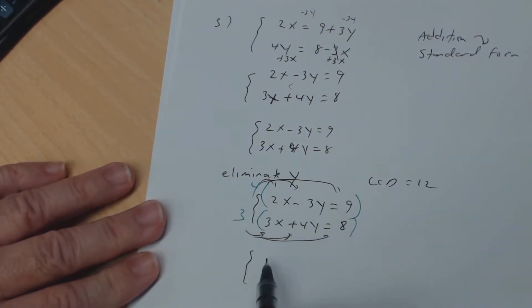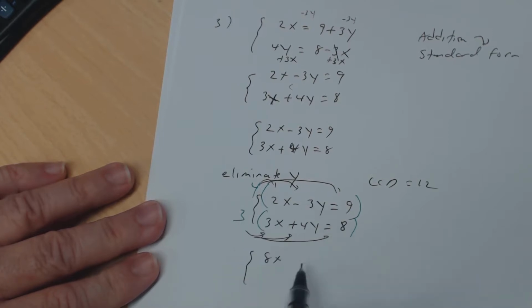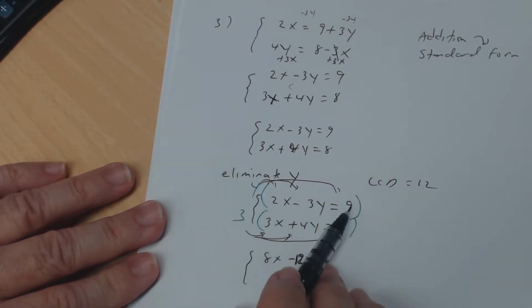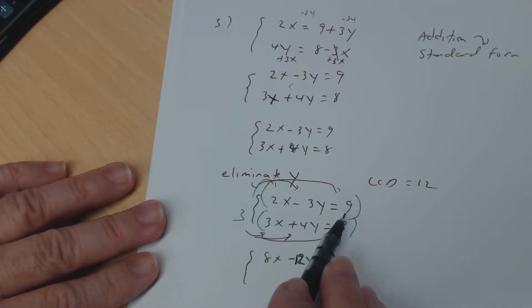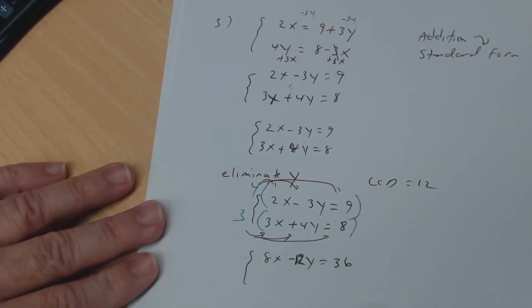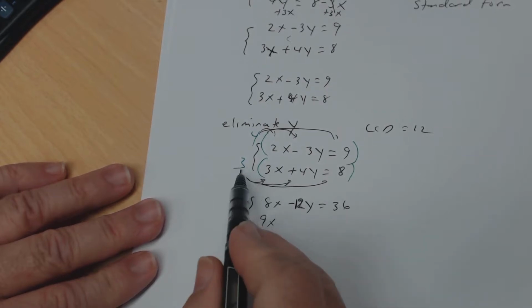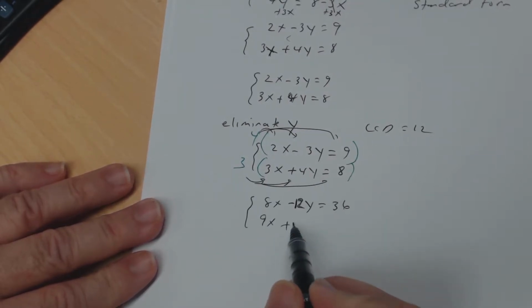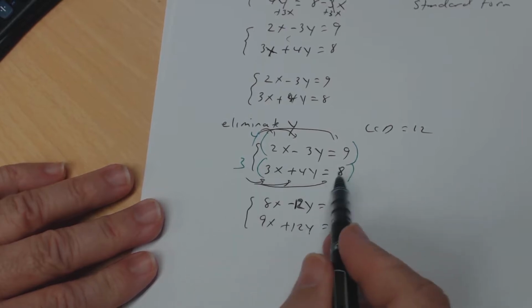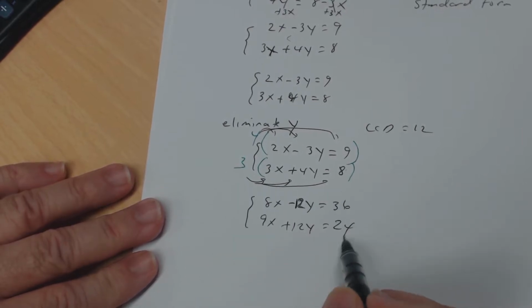So 4 times 2x is 8x. 4 times negative 3y is a negative 12y. Remember, that's what you wanted. Equal, and don't forget this, a lot of students forget the 9. 4 times 9 is 36, so you've got to be careful. Over here, 3 times 3x is 9x. 3 times 4y is 12y. Equal, and then 3 times 8 is 24.